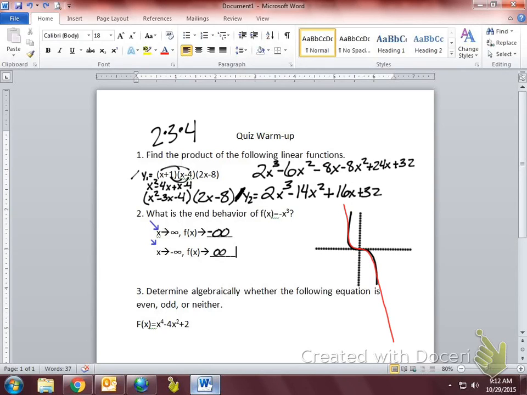Okay. Next, it says to determine algebraically whether this is odd, even, or neither. So if you remember these rules that we talked about last time, if f of x equals f of negative x, that means it is what? Odd or even? Even.